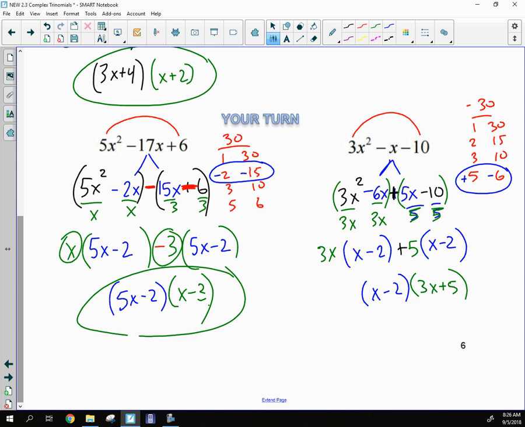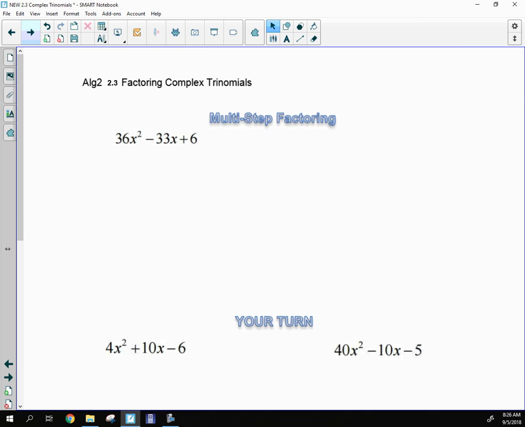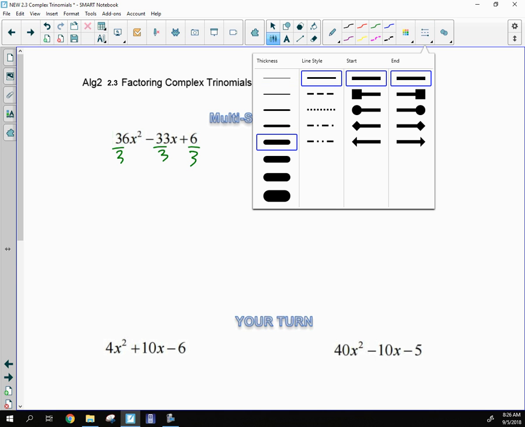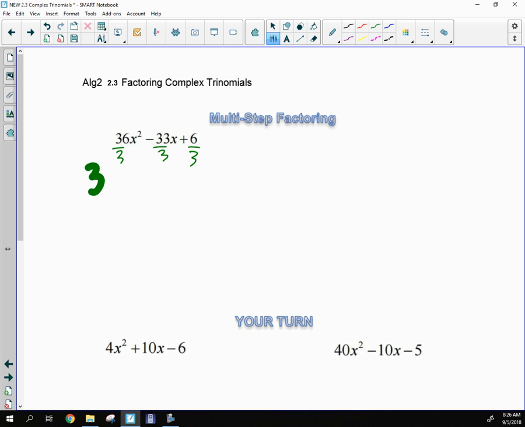Now I want to mention multi-step factoring. So in the first set of notes, we learned about the GCF. Now you should technically always check to see if there's a GCF first. So in this problem, the GCF is going to be 3. So I take out the 3, and I'm going to make this 3 super bold, because I'm going to come back to that later. So I need to rewrite the problem. So my problem is now going to be 12x squared minus 11x plus 2.